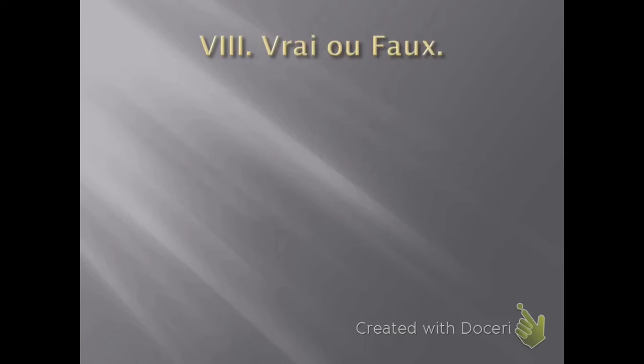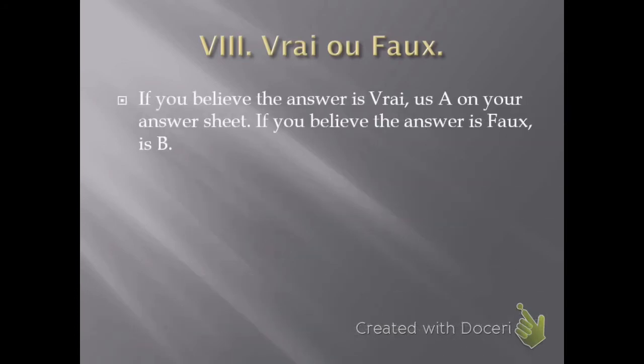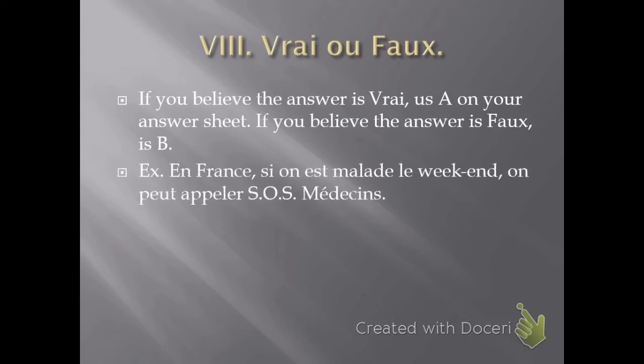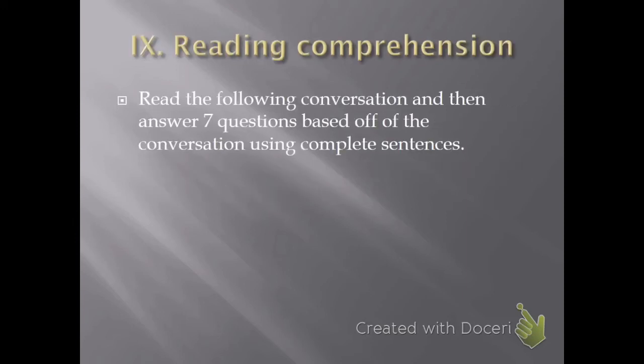Part 8, vrai or faux. If you believe the answer is vrai, you're going to use A for your answer sheet, and if you believe it is faux, you'll use letter B. So, for example, our sentence: "En France, si on est malade le week-end, on peut appeler le SOS médecin." If you said A, vrai, you would be correct. So in France, if you're sick on the weekend, you can call the SOS médecin, the SOS doctors. Part 9 is our reading comprehension part. You'll need to read a short conversation and answer the 7 questions based off the conversation, using complete sentences. Make sure that you answer using complete sentences. That is important.